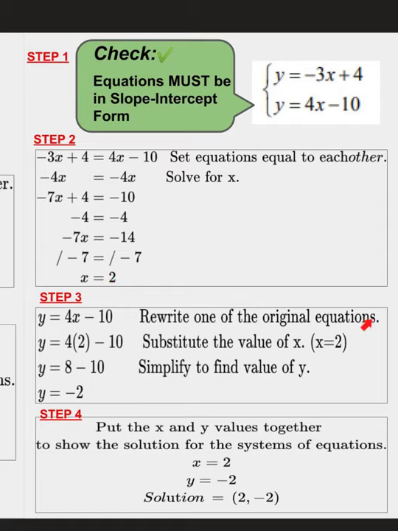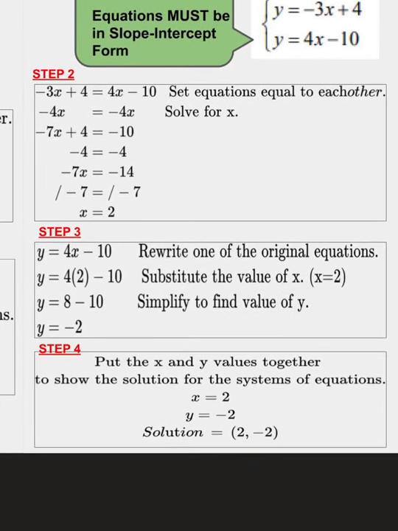Now rewrite one of the original equations. It doesn't matter which one you use. I used y equals 4x minus 10. I then substitute the value of x, which in this case is x equals 2, for the x. So y equals 4 times 2 minus 10. Simplify: 4 times 2 is 8, minus 10 is negative 2. So y equals negative 2. That now gives me my last step, 4. I'm just going to put my x and y values together to show the solution. X is 2, y is negative 2. So 2 comma negative 2 is my ordered pair for the solution.